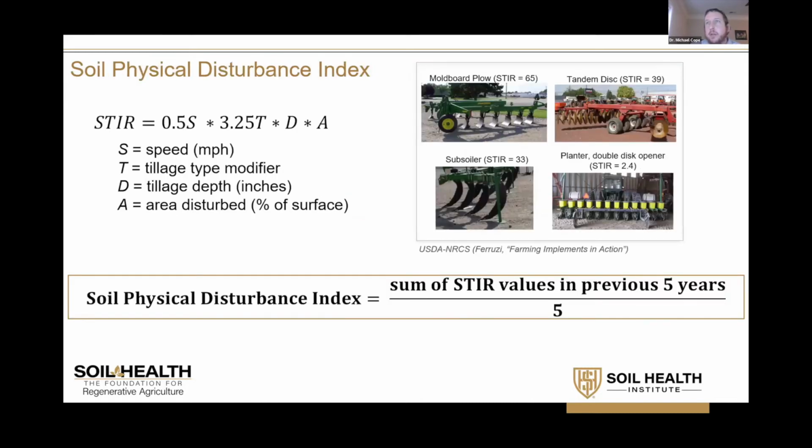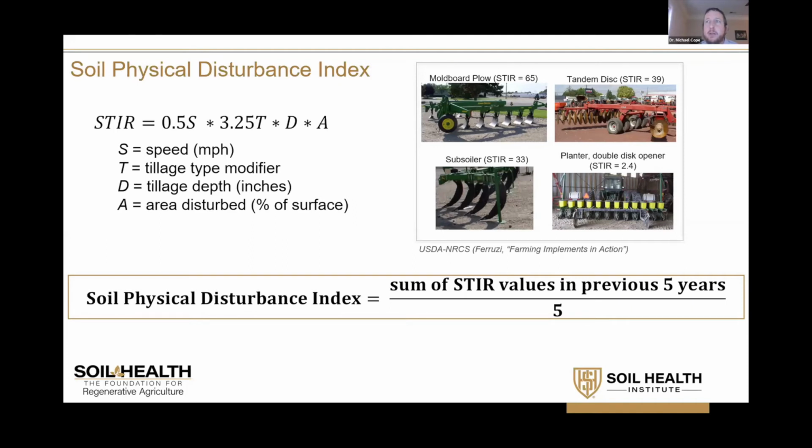The first, the Soil Physical Disturbance Index, is based on the Soil Tillage Intensity Rating, or STIR. This system and all the information we use were originally developed by the NRCS. You can see down here in the gray below the box on the right, if you just Google farming implements in action, you can find this original document that we used.